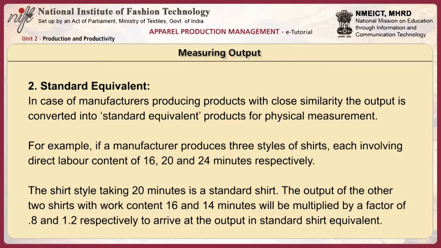Next comes standard equivalent. In case of manufacturers producing products with close similarity, the output is converted into standard equivalent products for physical measurement. For example, if a manufacturer produces 3 different styles of shirts, each involving a direct labor content of 16, 20 and 24 minutes respectively, the shirt style taking 20 minutes is a standard shirt. The output of the other shirts with work content of 16 and 24 minutes will be multiplied by a factor 0.8 and 1.2 respectively to arrive at the output in standard shirt equivalent.